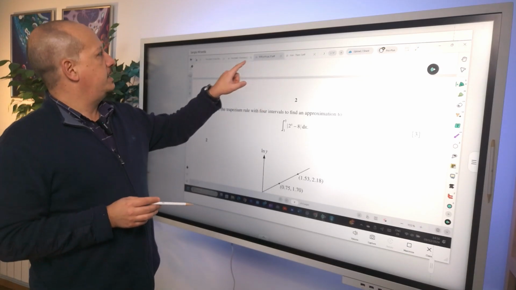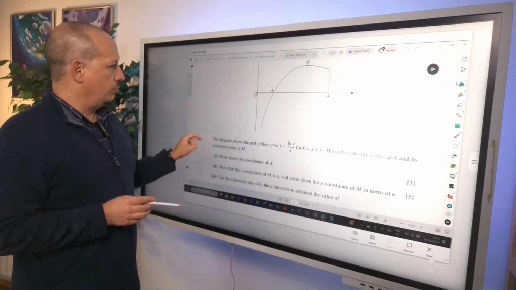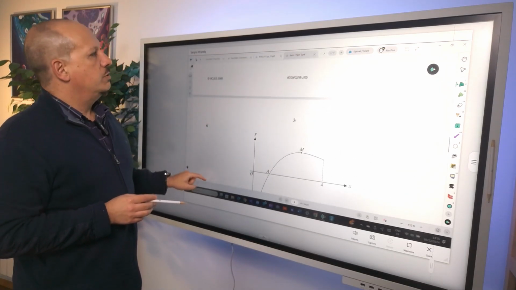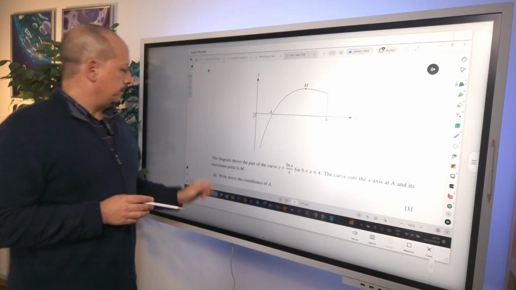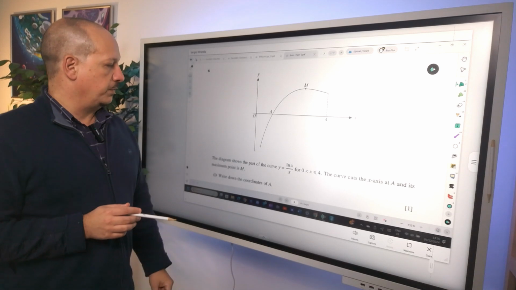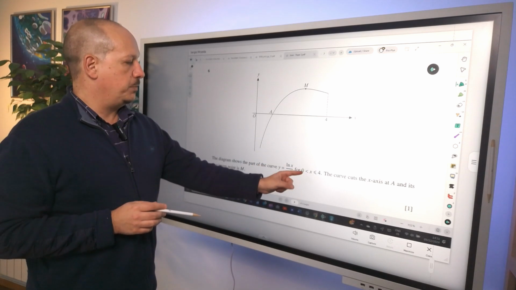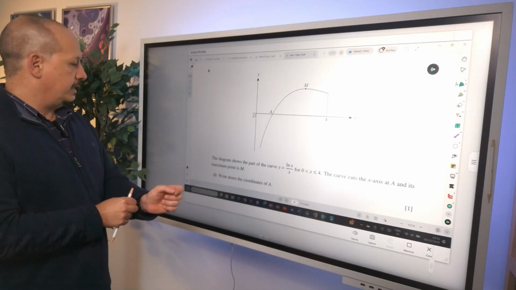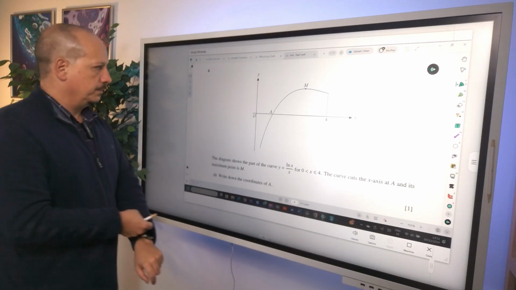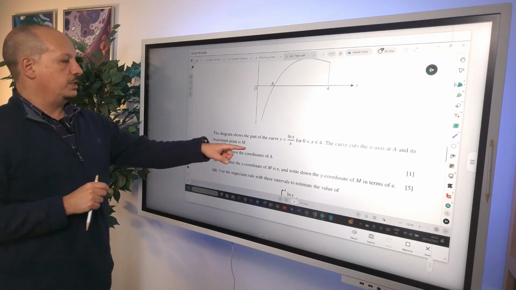Another one, this is paper 2, May-June 2005. This is the question. The diagram shows the part of the curve y equals natural logarithm of x over x for x between 0 and 4. The curve cuts the x-axis at A, and its maximum point is M. So cuts it over here, and the maximum point is over there. Write down the coordinates of A.